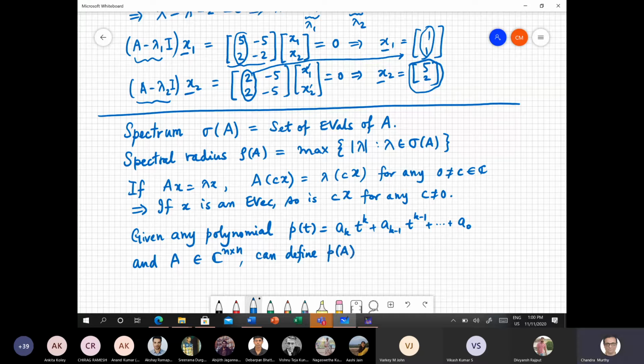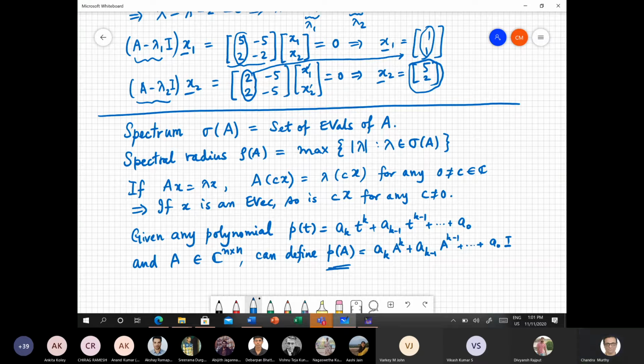P of A. This is the polynomial evaluated at a matrix-valued point A. So we'll define it as ak times A power k plus a k minus 1 A power k minus 1 plus and so on, plus a0 times the identity matrix. Otherwise you can't add it to these terms. So this is how we define the polynomial evaluated at a matrix.